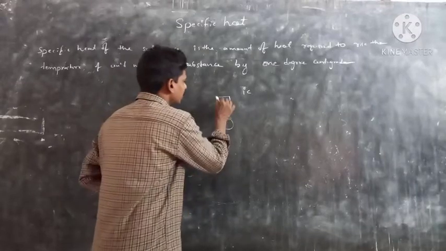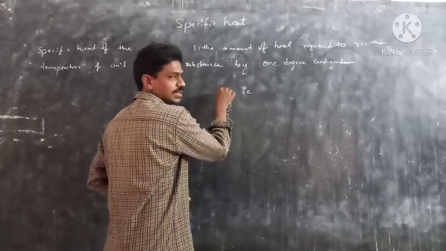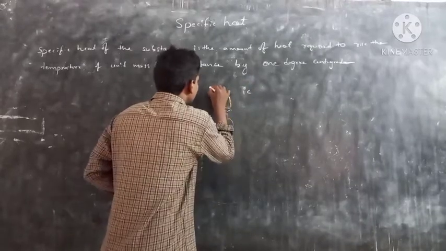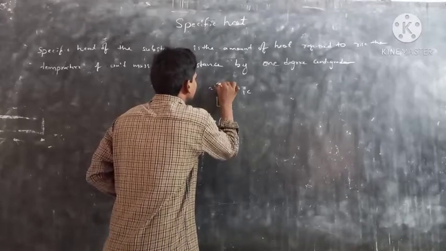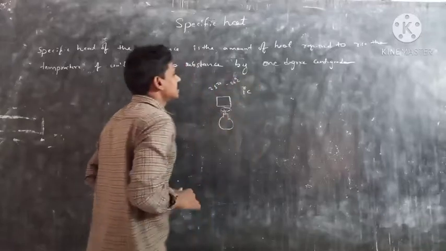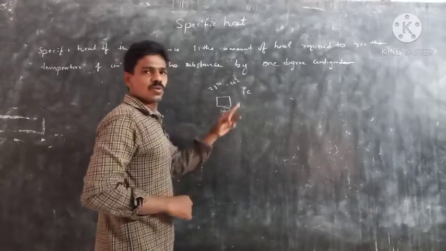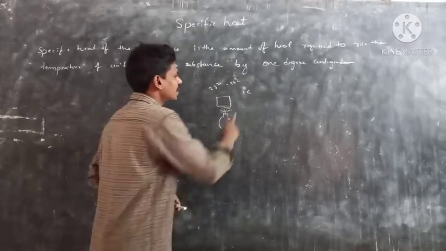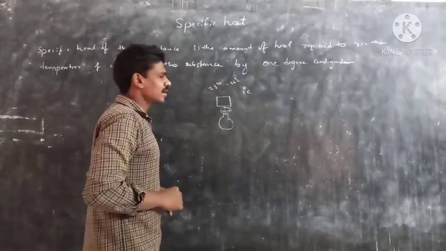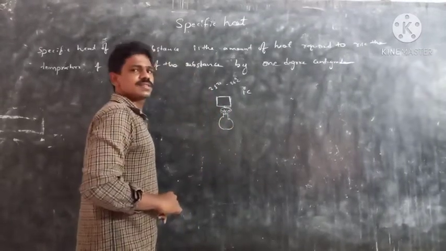Once again, we take unit mass of substance and heat it to raise the temperature from the initial temperature by 1 degree centigrade. Initially it has 25 degrees centigrade. After heating it reaches 26 degrees centigrade. What is the difference? The difference is 1 degree centigrade. To raise the temperature 1 degree centigrade, the amount of heat required is called the specific heat of this substance.